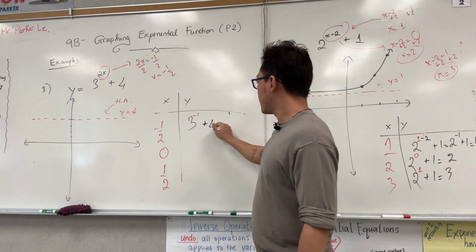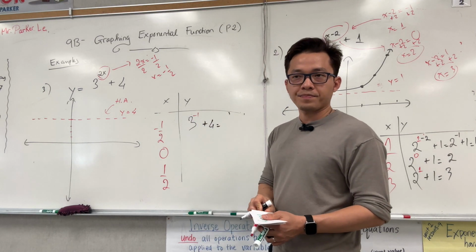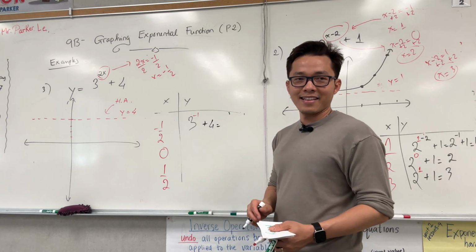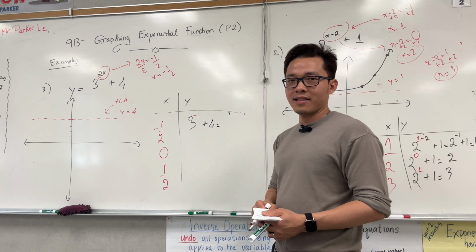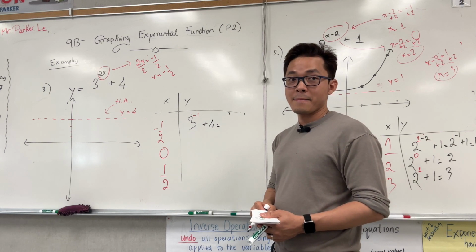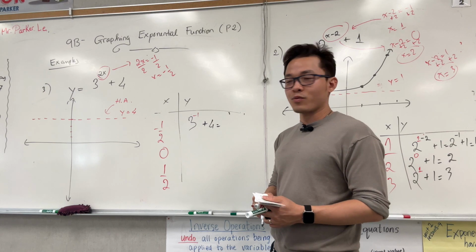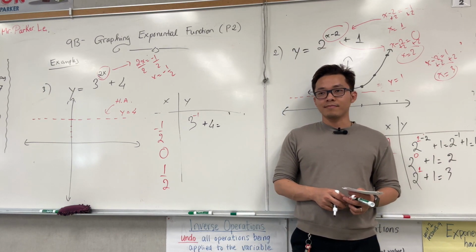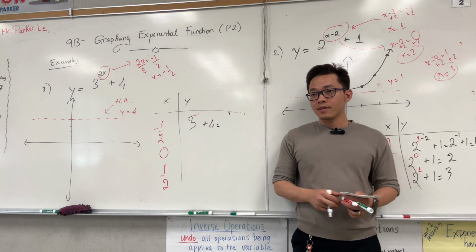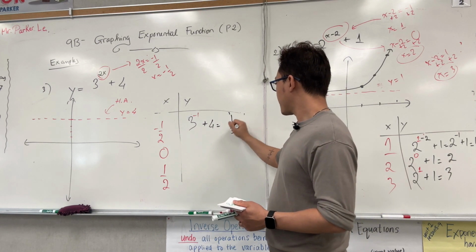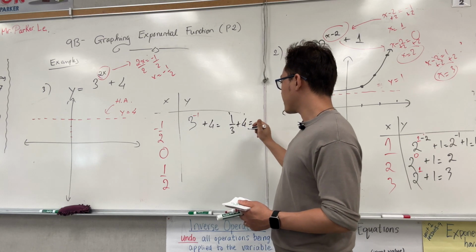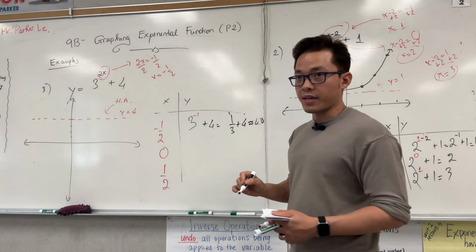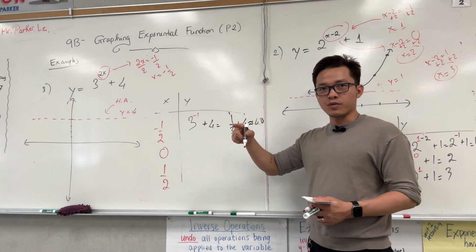Plus 4. What is 3 to the power negative 1? Negative 3. Thank you, Amy. I almost fainted. Negative power, what does it mean? 1/3. 1/3 plus 4 is about 4.3. 4.33, because 1 over 3 is 0.33, right?